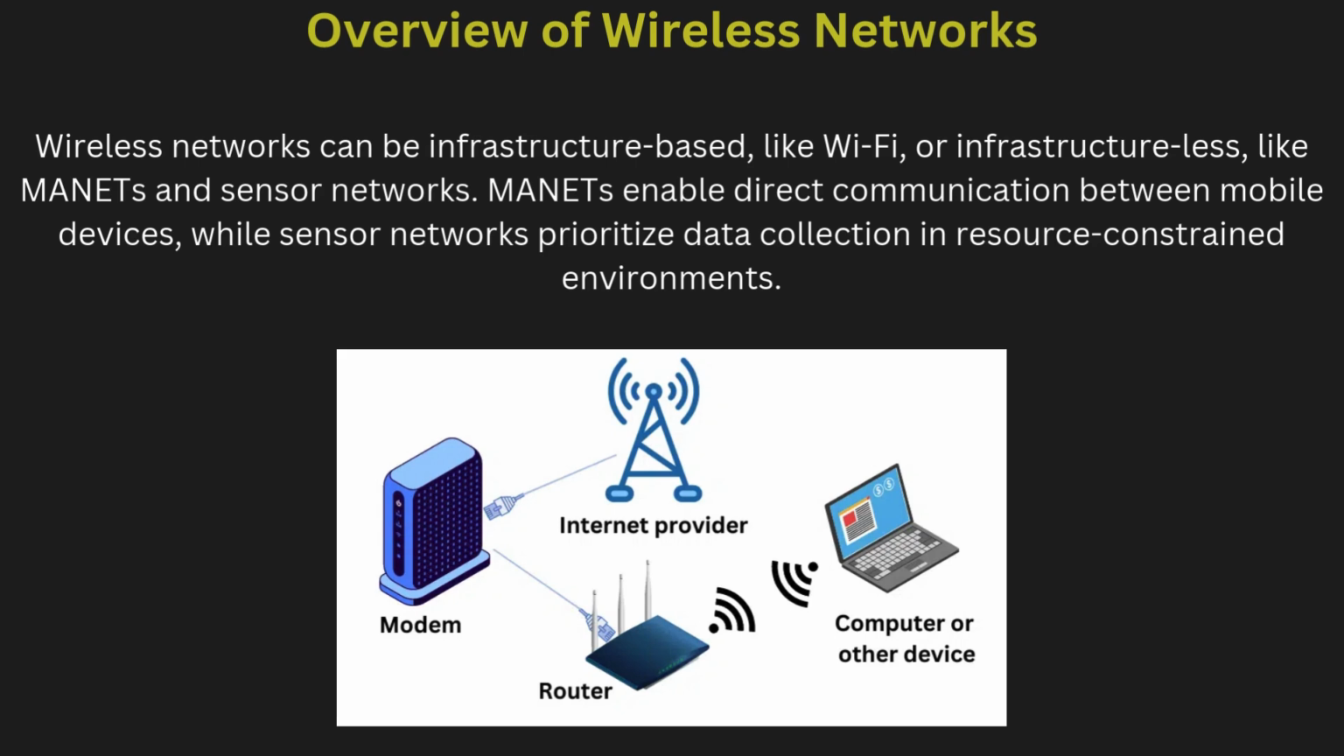So MANETs are self-organizing networks where devices communicate directly without relying on a centralized infrastructure. These networks are dynamic, adapting to node mobility. Sensor network, a type of infrastructure less network, focuses on monitoring the environment or systems. They consist of small, resource constrained devices capable of sensing, processing, and transmitting data.